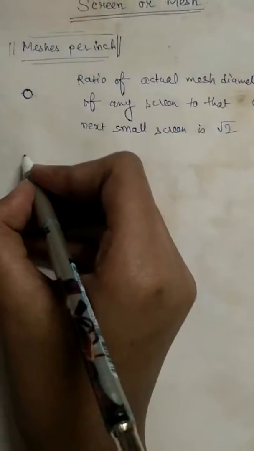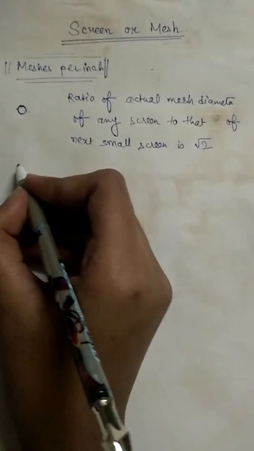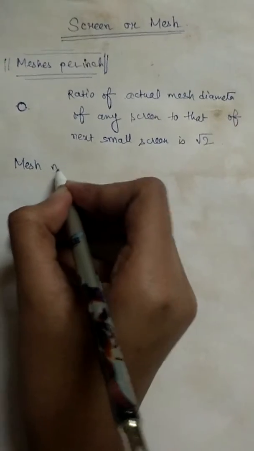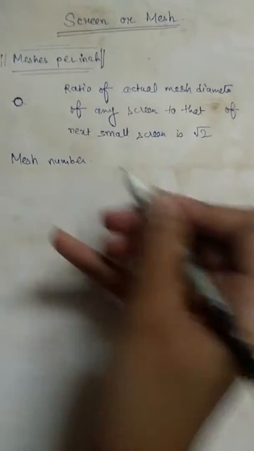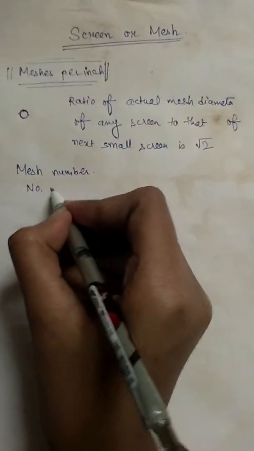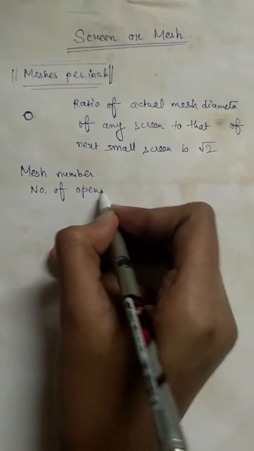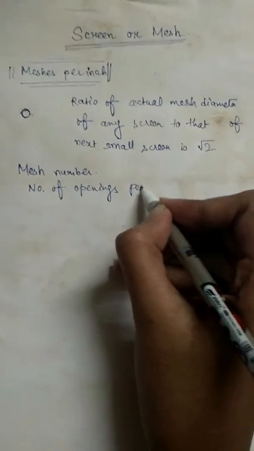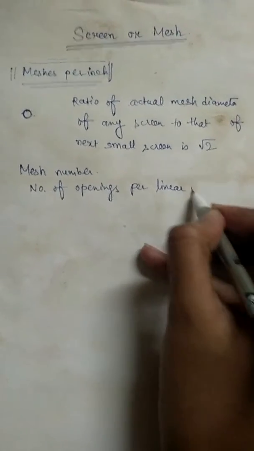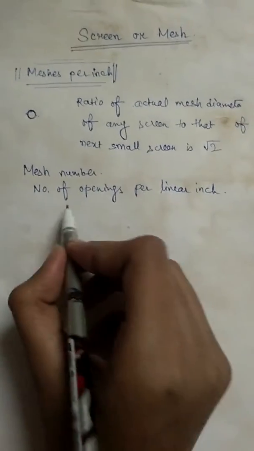Another thing that is used to notify the screen you are using is the mesh number. You'll often see in your laboratories or in the industry that you come across a 200 mesh number screen. So what does that signify? It means basically the number of openings per linear inch. It's very important to remember that it's the number of openings per linear inch. Make sure you remember this.